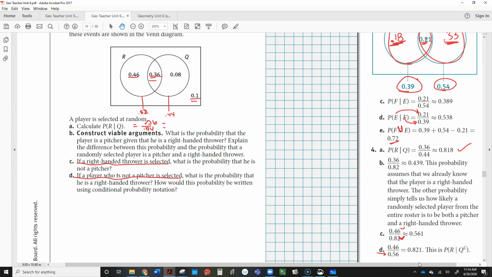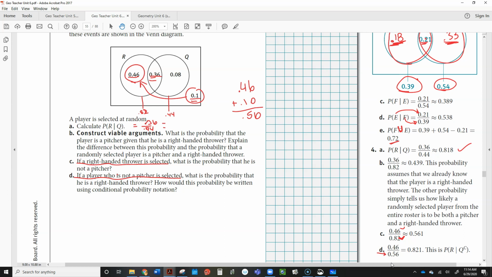So we've got, these are the pitchers. So we need 0.46 right here and this one. These two have to go together. So if you do 0.46 plus 0.1, then you get 0.56. So that goes on top. So this is the given.